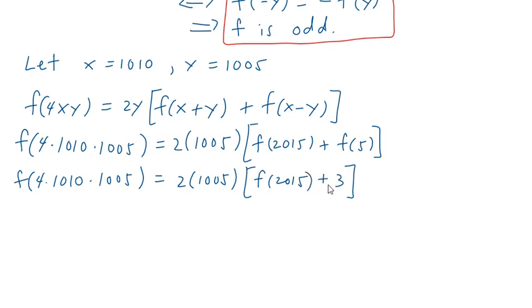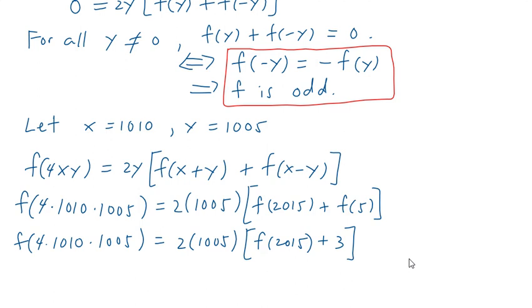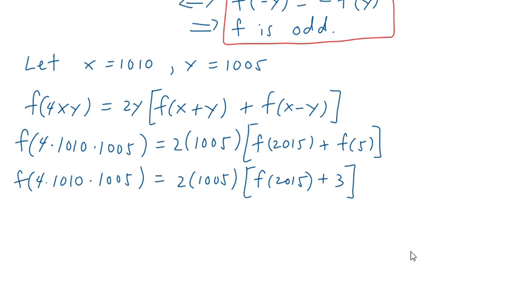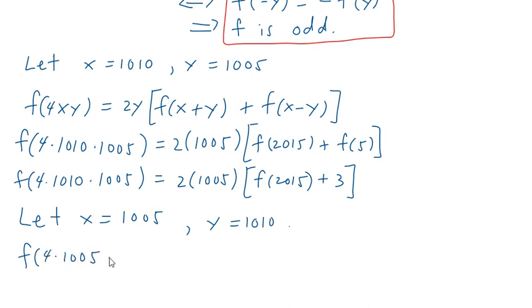Okay, next what I'm going to do is let x be equal to 1005 this time and y equal to 1010. Let's do the same process. So f(4 times 1005 times 1010) is equal to 2 times 1010 times (f(2015) + f(-5)).